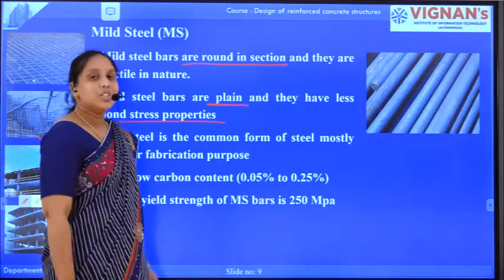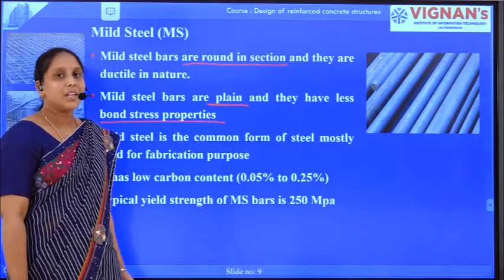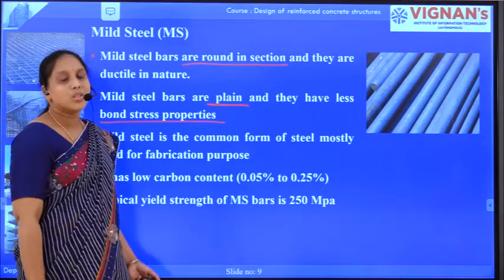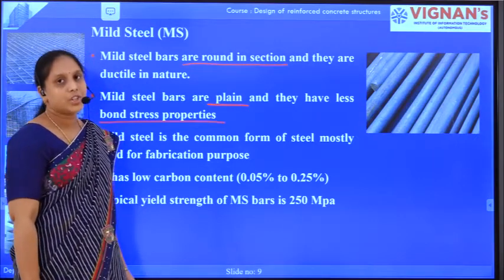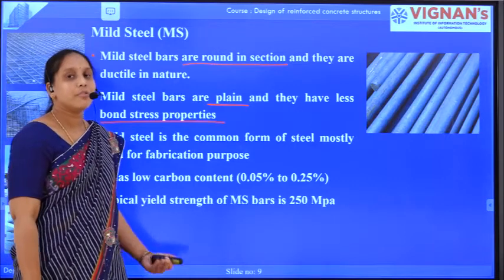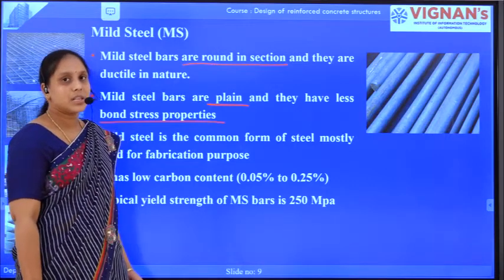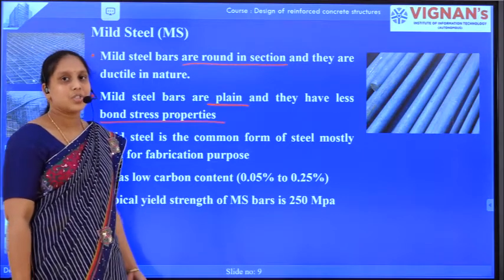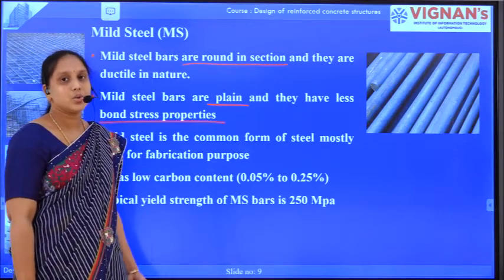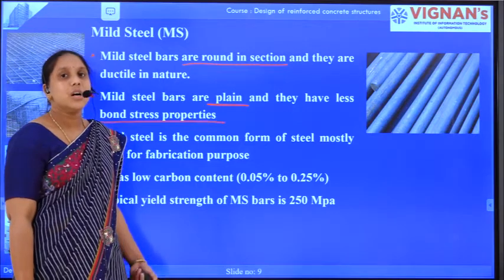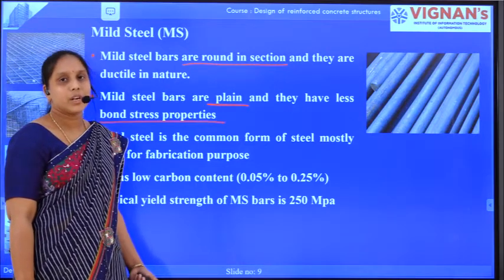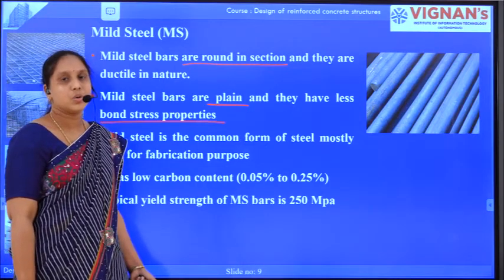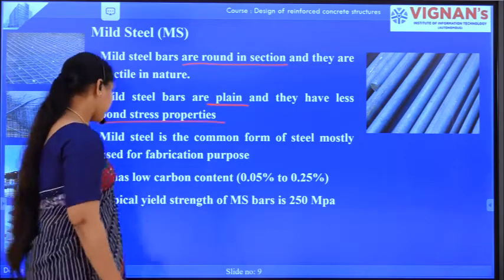So generally the mild steel is mostly used for fabrication purposes. For fabrication of other materials, the mild steel is generally used. In RCC constructions, the mild steel is less used. It is used for stirrups.